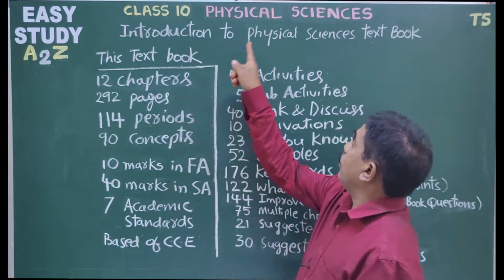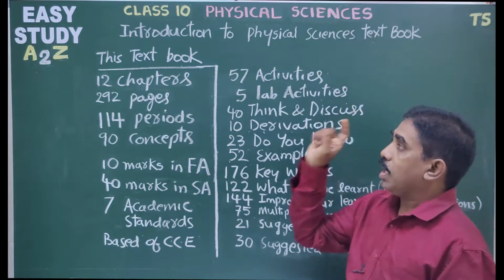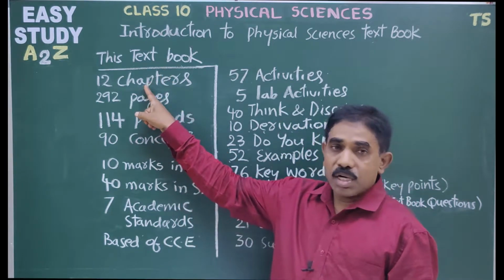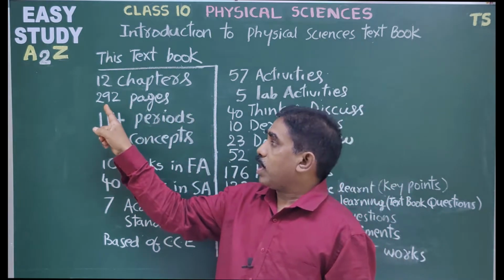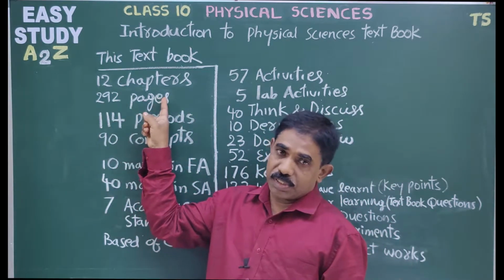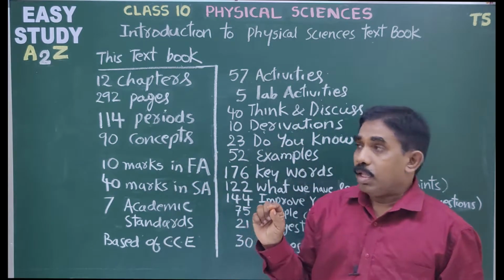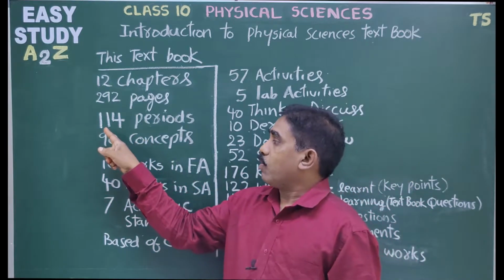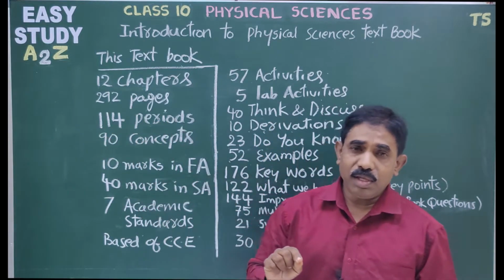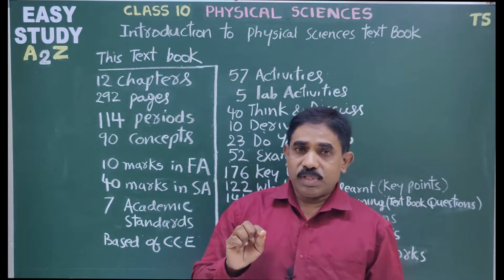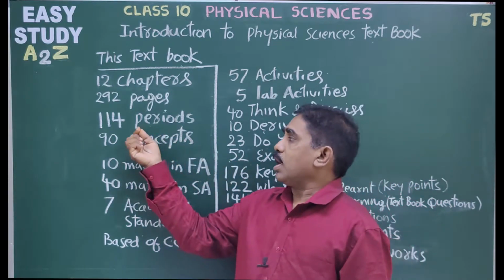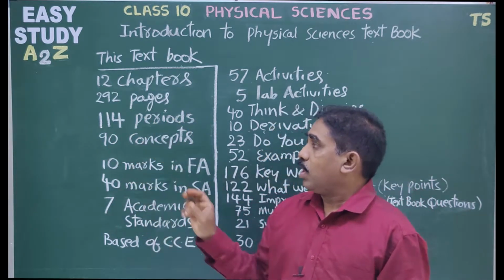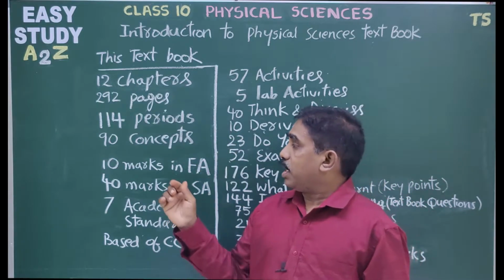Now, introduction to physical sciences textbook. This textbook contains 12 chapters and overall the textbook has 292 pages of information. The syllabus prescribed in physical sciences has to be covered in 114 periods. Generally, your science teacher, your physics teacher will take more than 114 periods to explain in a better way. The textbook contains nearly 90 concepts.